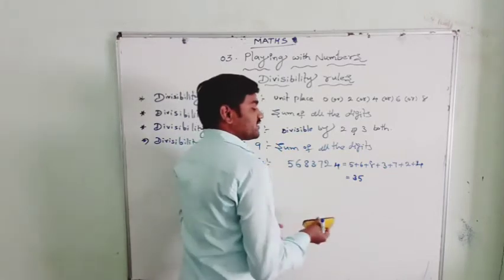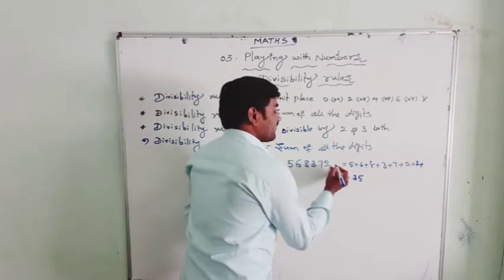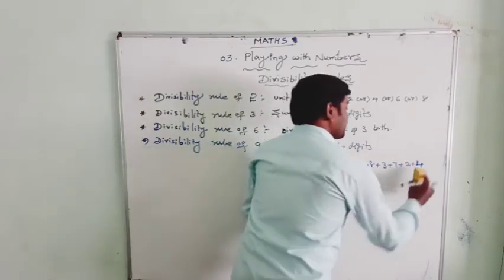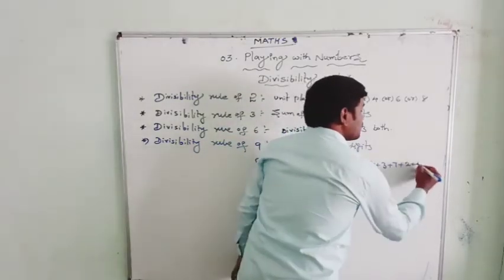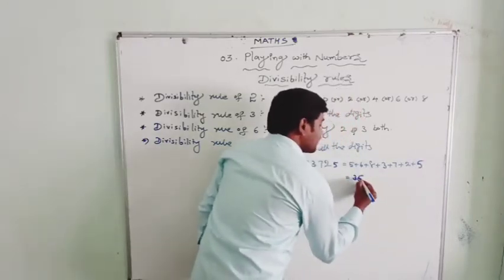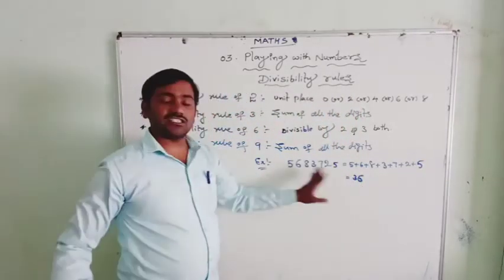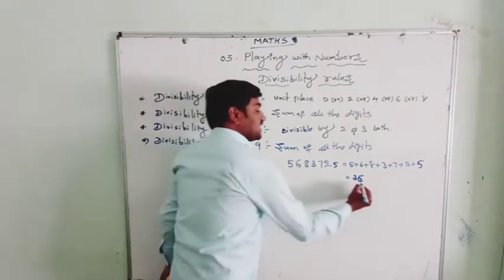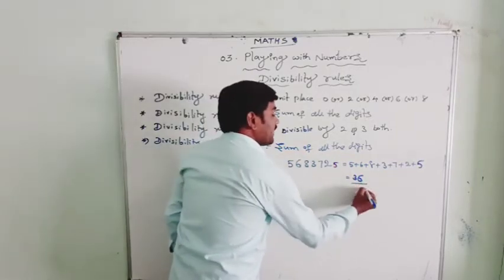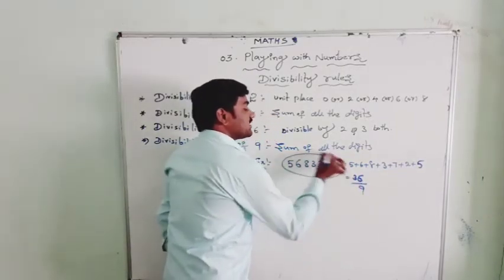So what number is divisible by 9? Let's see. If you write 5 here, one more is added, no? So one more number is increased, and here you will get 36. Is 36 divisible by 9? Yes, exactly, 36 is divisible by 9. So this complete number is divisible by 9.